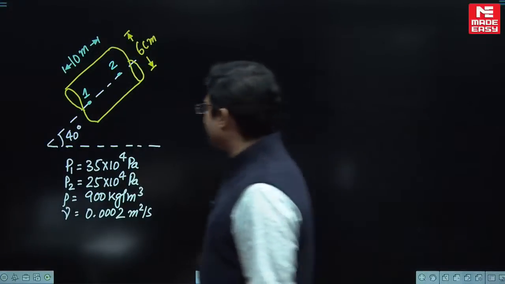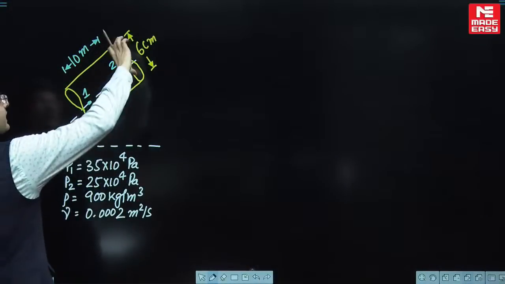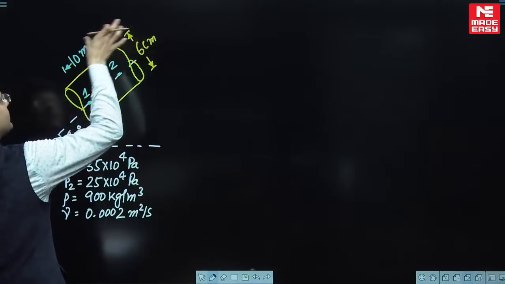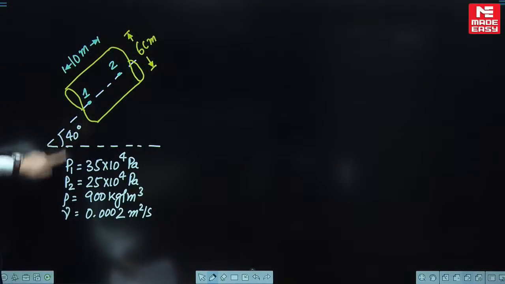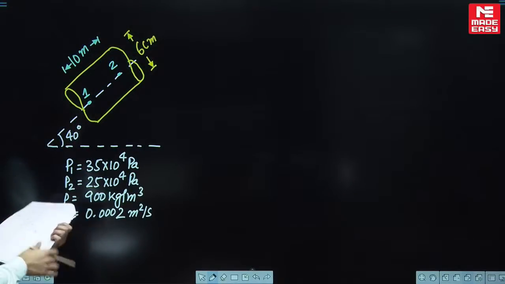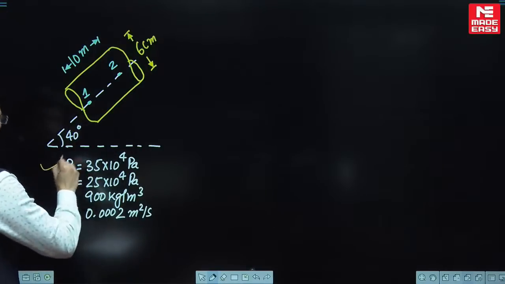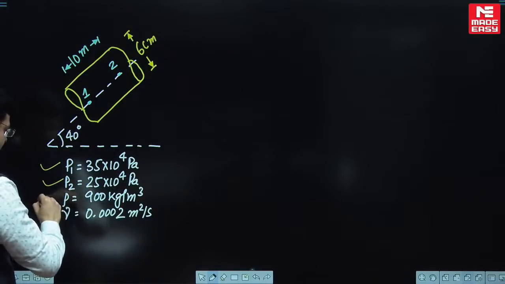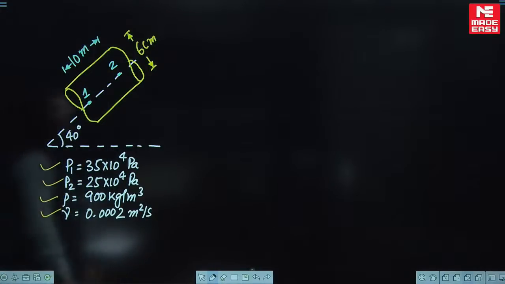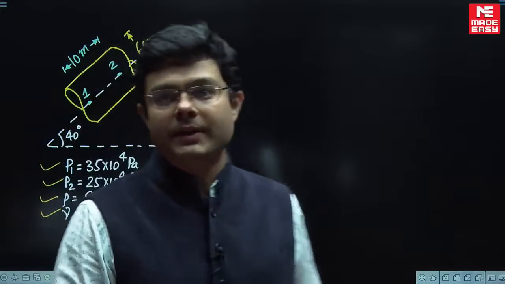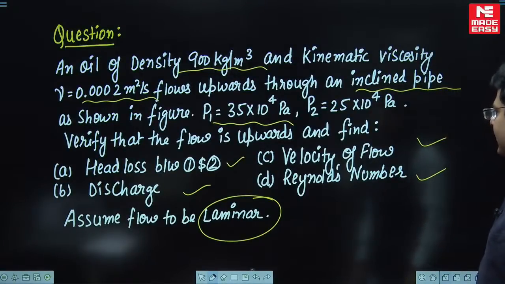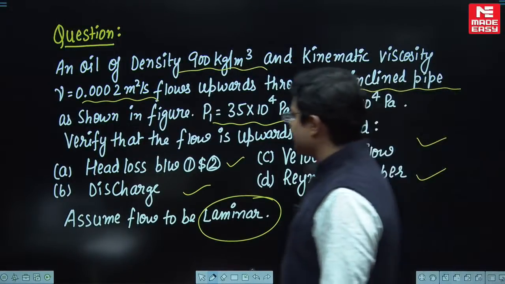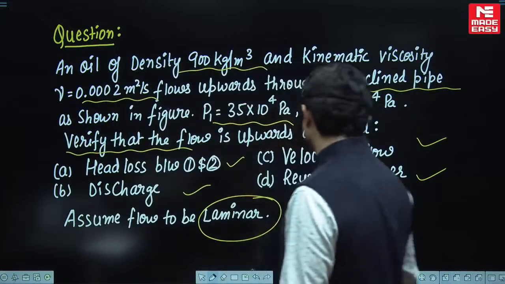So this is your diagram. There is a pipe having a diameter of 6 centimeter, length is 10 meter, and this angle is 40 degree. Pressure P1 at point 1 is given, P2 at point 2 is given, density is given, and kinematic viscosity is also given. You need to find a lot of things, but here in the question he has written: verify that the flow is upwards.